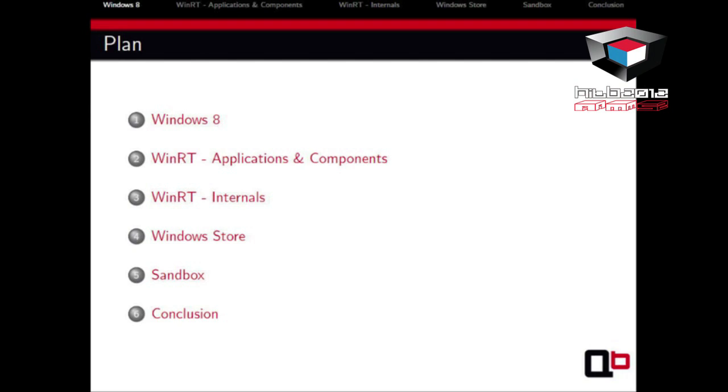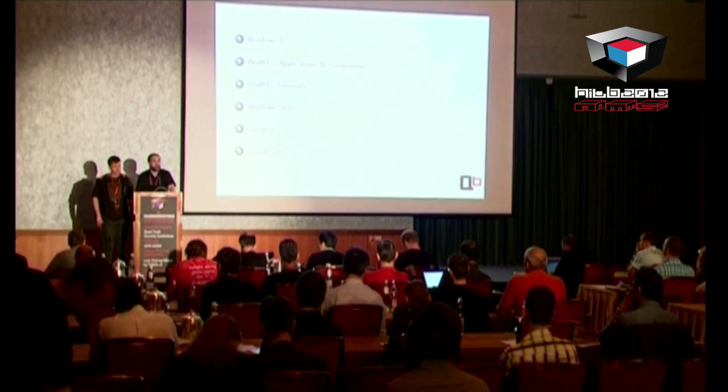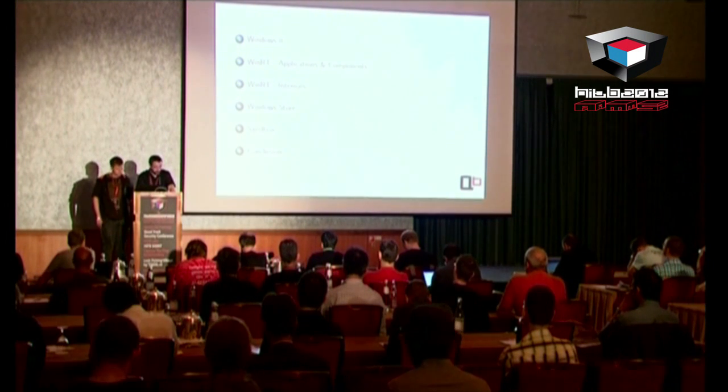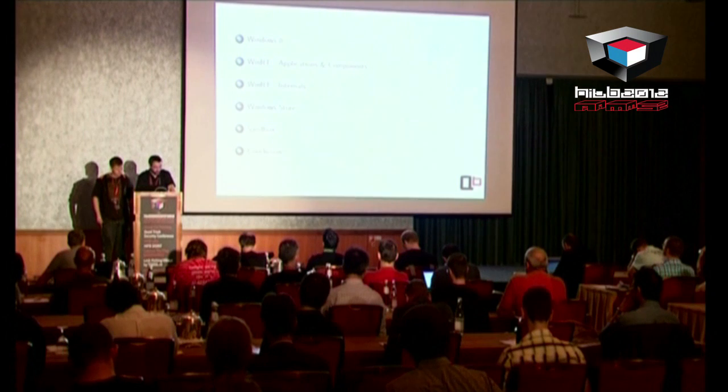Next, we will talk about Windows RT internals. That is how applications are started, how different languages can be used and are unified through the application binary interface, and also the component object model. And we will see how objects are built and how they can be used in the Windows RunTime.